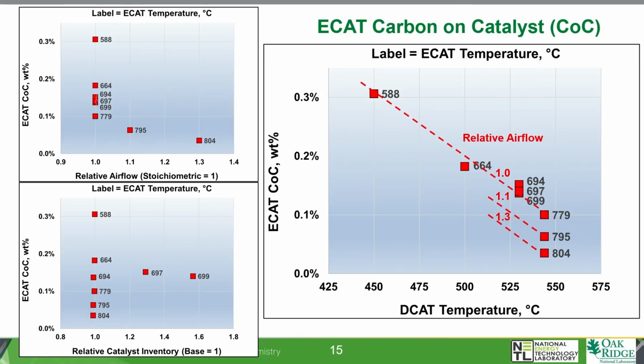And then you can see here the 3 parameters I use: the decat temperature, the relative airflow, and the relative catalyst inventory. By far the one that makes the biggest difference is the decat temperature. And then secondly is if I run excess oxygen. Okay? And these are the only ones that are getting down to 0.1%.